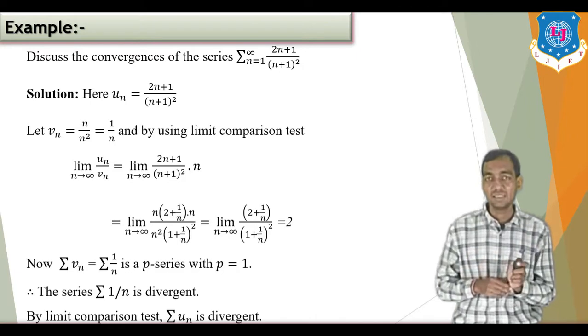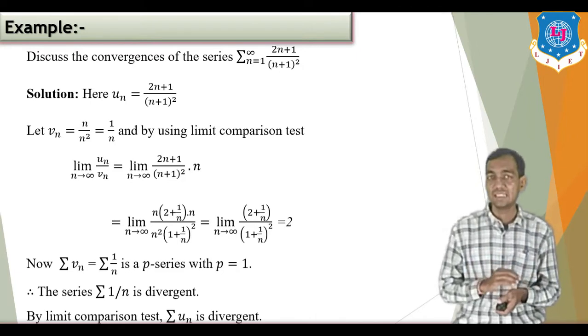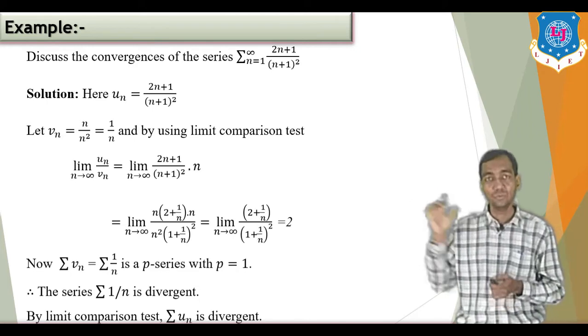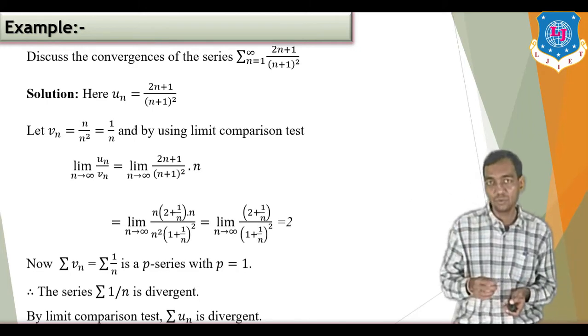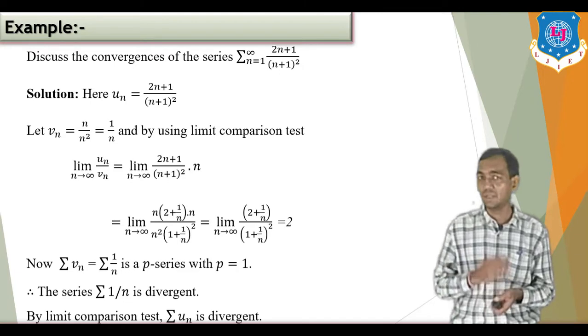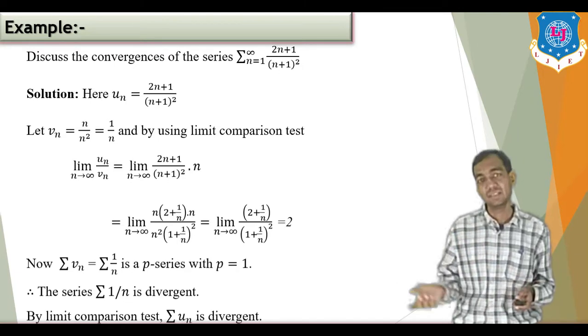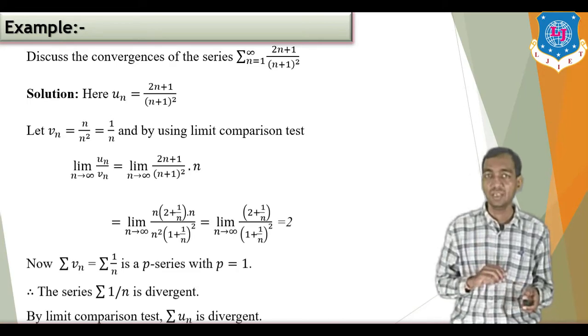And sigma Vn is nothing but sigma 1 upon n, which is a p series with p equal to 1, because n raised to nothing means n raised to 1. So p is equal to 1, then your series is divergent by the p series. So sigma Vn is divergent. So by the comparison test, sigma Un is also going to be divergent.